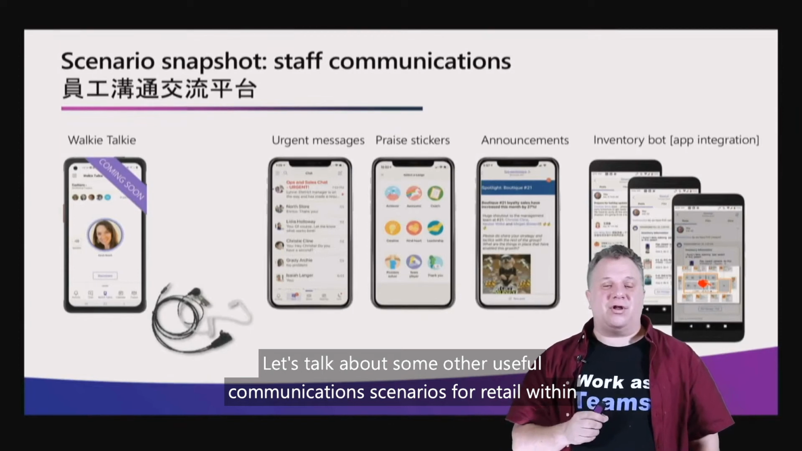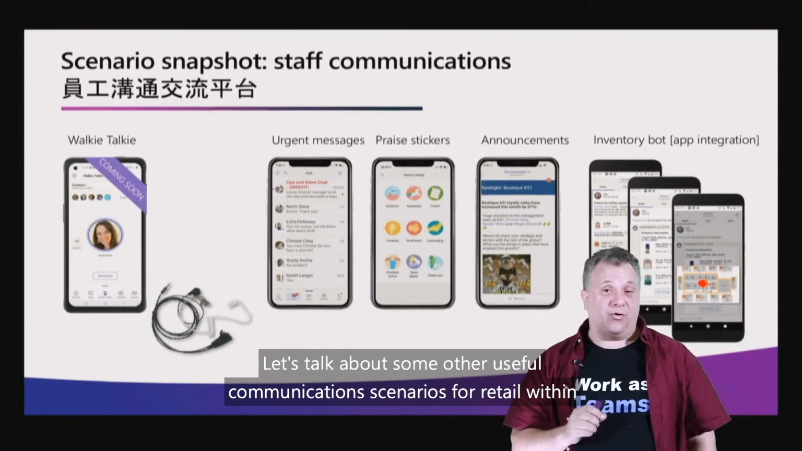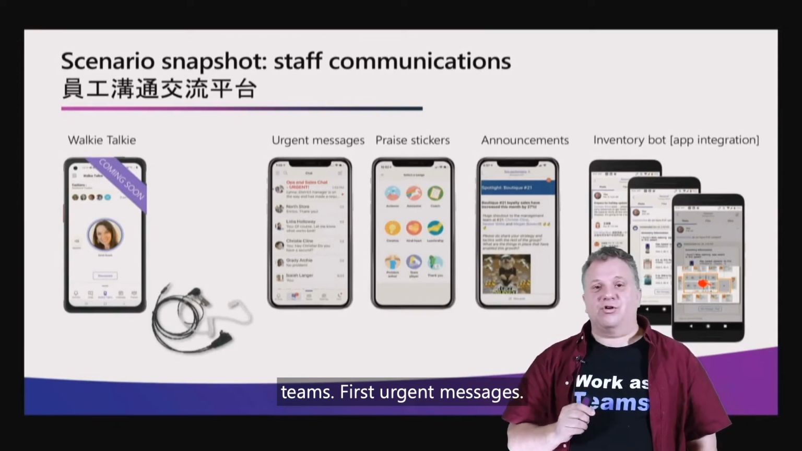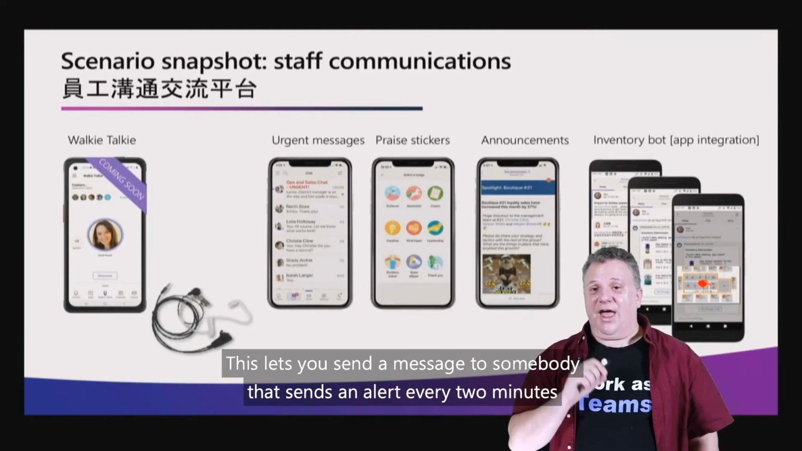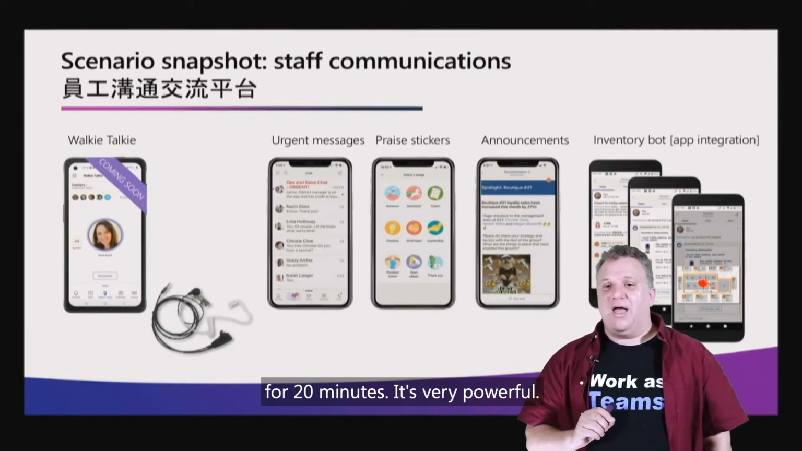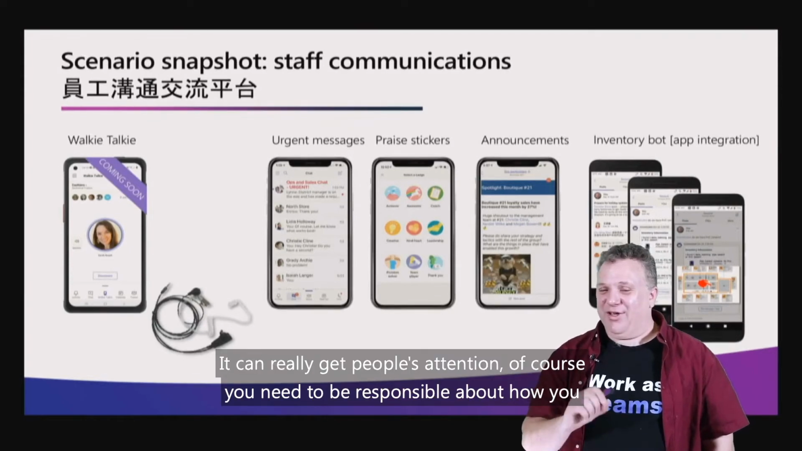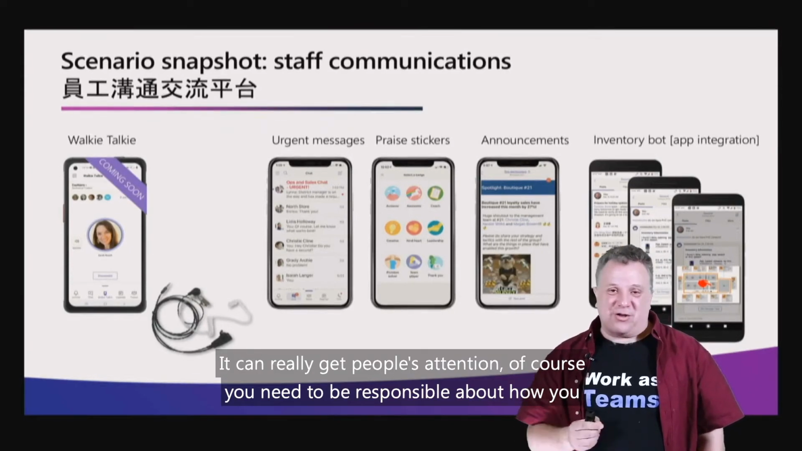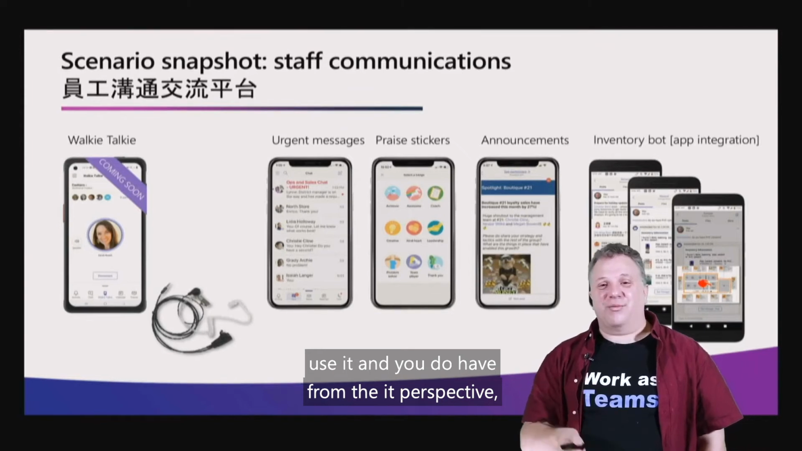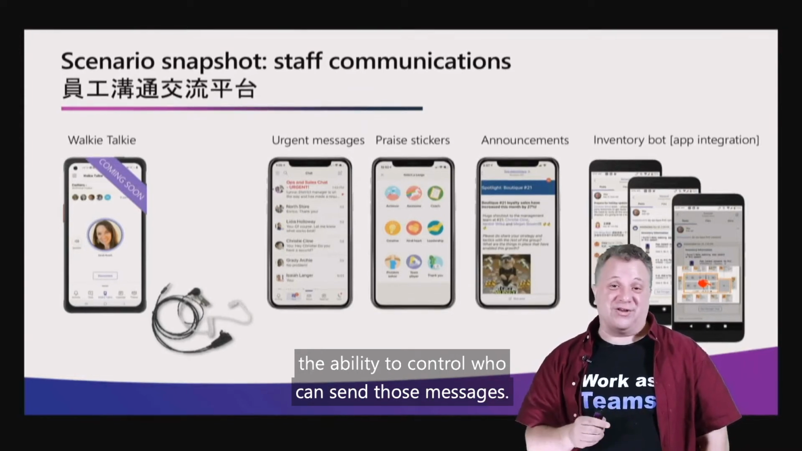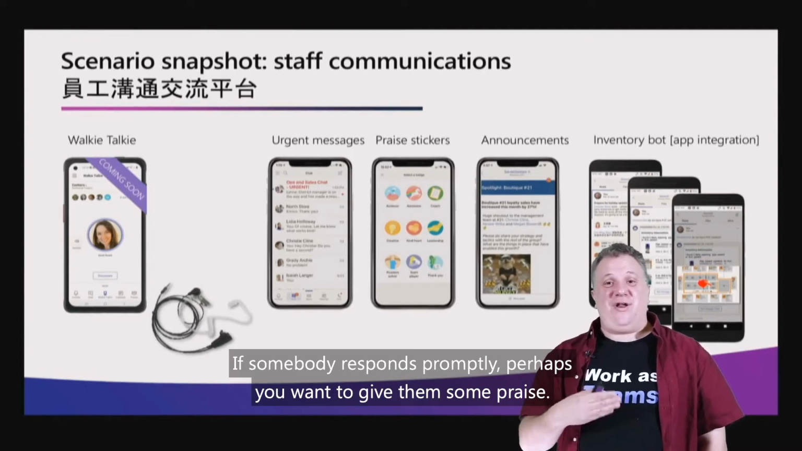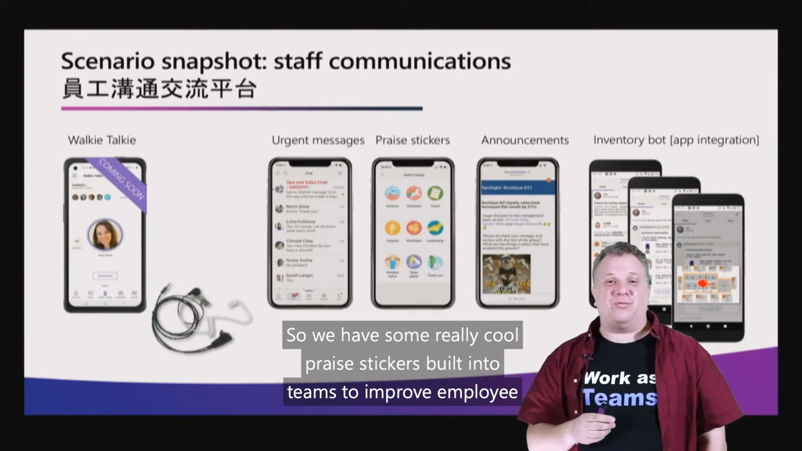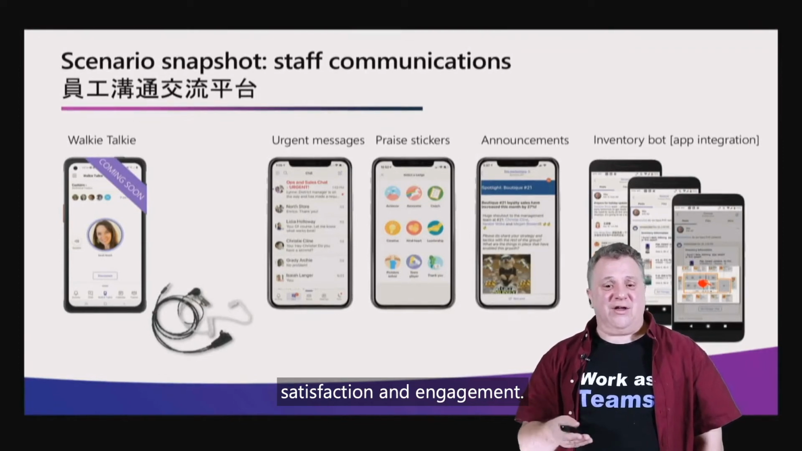Let's talk about some other useful communications scenarios for retail within Teams. First, urgent messages. This lets you send a message to somebody that sends an alert every 2 minutes for 20 minutes. It's very powerful. It can really get people's attention. Of course, you need to be responsible about how you use it, and from the IT perspective, you do have the ability to control who can send those messages. If somebody responds promptly, perhaps you want to give them some praise. So we have some really cool praise stickers built into Teams to improve employee satisfaction and engagement.